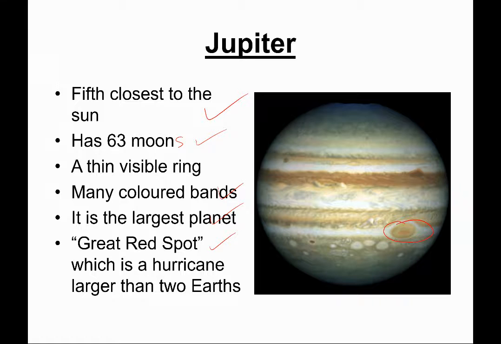Larger than two Earths. So when we're talking gas giants, these planets aren't just a little bit bigger than the terrestrial planets, they're a lot bigger. So two Earths, you're looking at two Earths like that. The storm is bigger than two Earths. I also read somewhere that it's been going on for thousands of years, that hurricane.